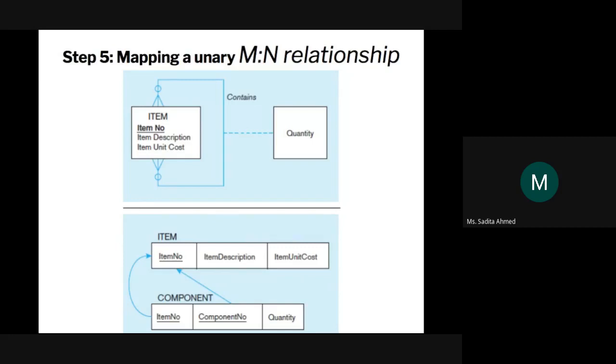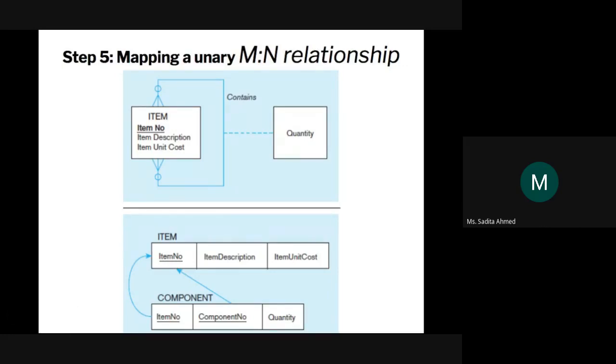So what can we do there? We can have the item number representing the ID of the item itself, and the component number representing the component parts of the item. Now, is this item number going to be unique in the component table? No, the item number in the component table will not be unique. There can be multiple rows with the same item number. Why is that?